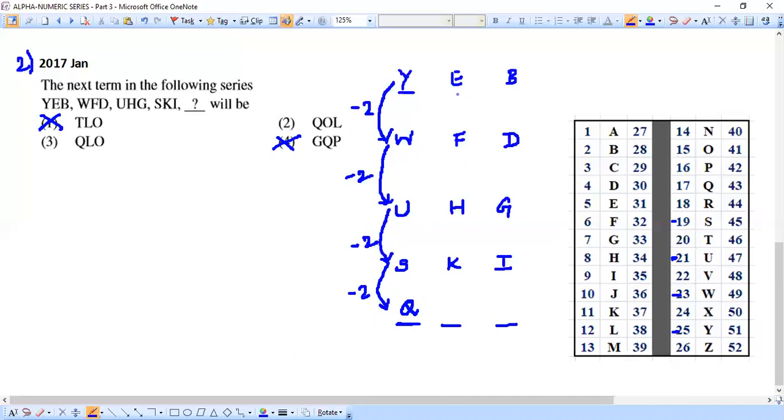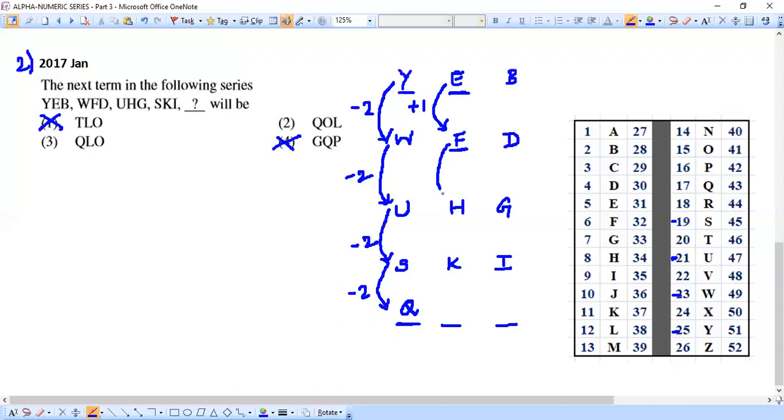We'll try to catch the pattern for the second letters, for which we start from the first term. In the first term, the second letter is E. From E to F they are moving. Come to the table. E is at the 5th position and F is at the 6th position. So here they are moving forward. From 5 to 6 is just +1.